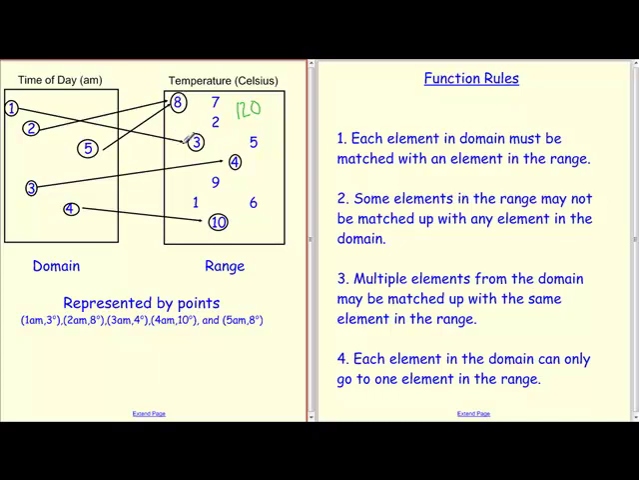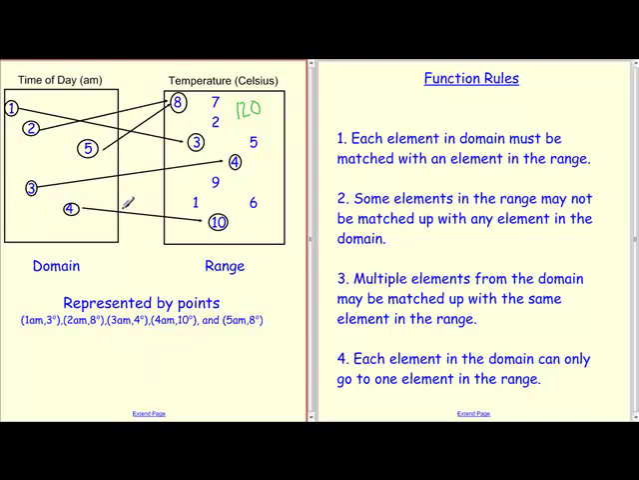I mean, that's possible. Rule number 4: each element in the domain can only go to one element in the range. Alright, this is a big rule. Basically, every value in the domain can only go to one spot over here in the range. Alright? So if you see 1 goes to 3, 2 goes to 8, 5 goes to 8, 3 goes to 4, 4 goes to 10. We don't see 4 going to 10, and 4 going to 3, and 4 going to 9.